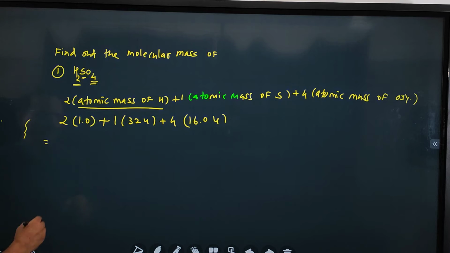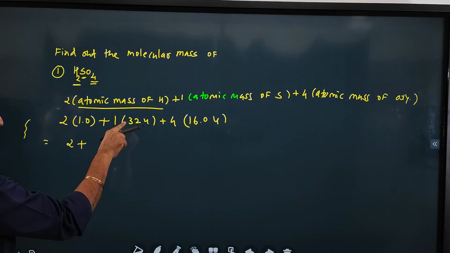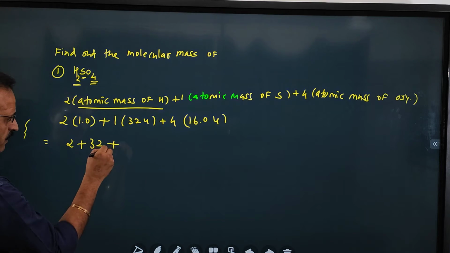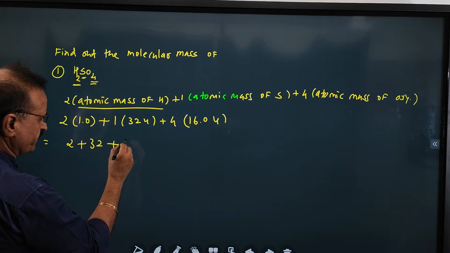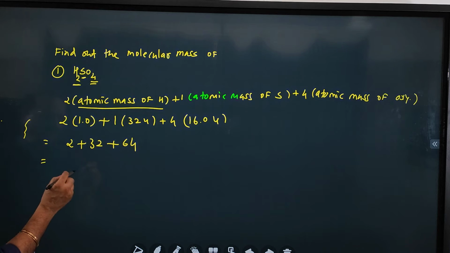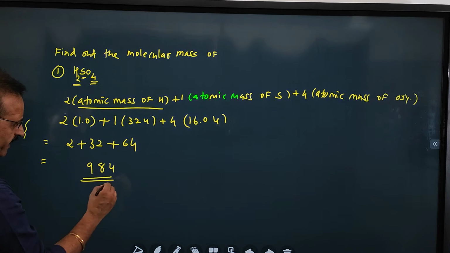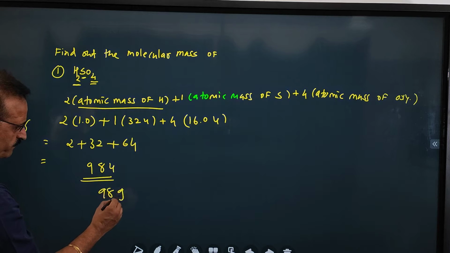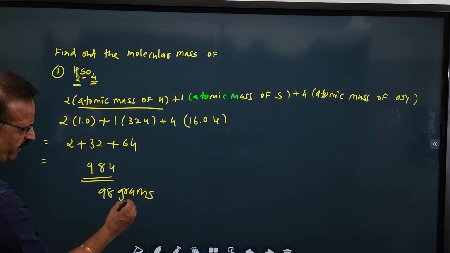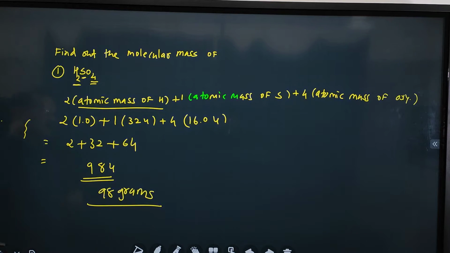So we will now multiply: 2 into 1 means 2, 32 into 1 means 32, and 4 into 16 means 64. Total value will be 2 plus 32 plus 64, which is 98 U or 98 grams. You can say grams also, and you can say U also. This is one example that I have calculated.